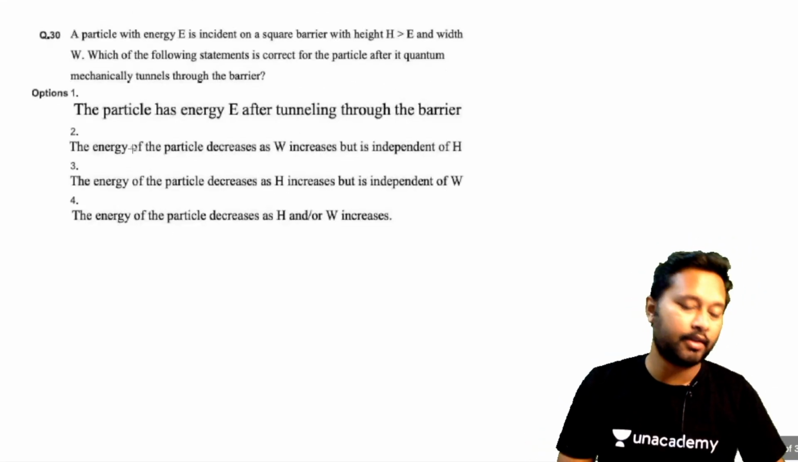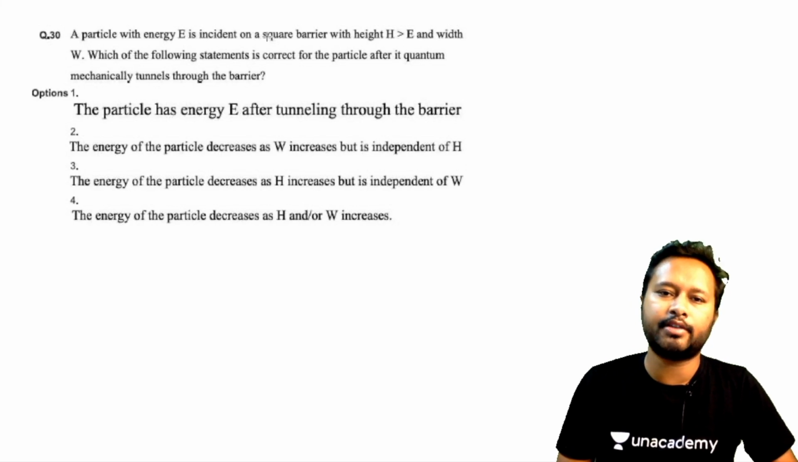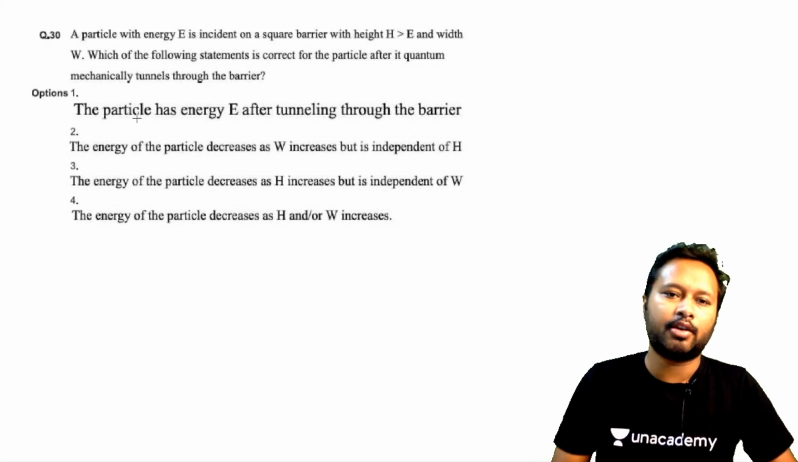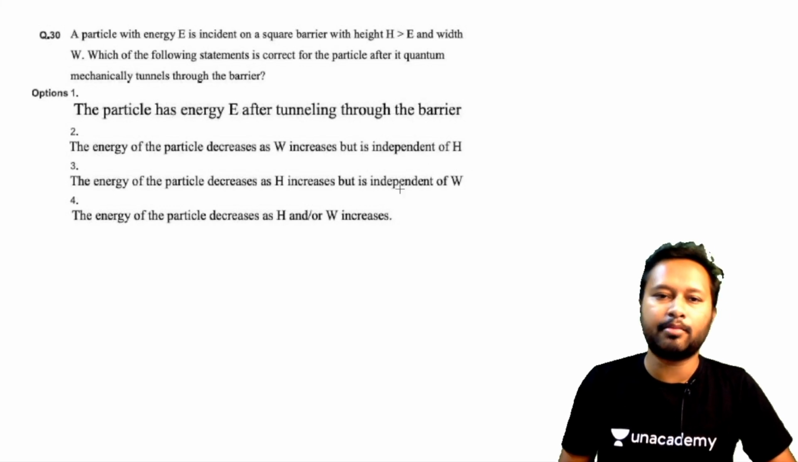Here it says that a particle with energy E is incident on a square barrier with height H, which is greater than E, and a width W. Which of the following statements is correct for the particle after it quantum mechanically tunnels through the barrier? It says the particle has energy E after tunneling through the barrier. The energy of the particle decreases as W increases, but it's independent of H. The energy of the particle decreases as H increases, but is independent of W, that means the width. The energy of the particle decreases as H and/or W increases.